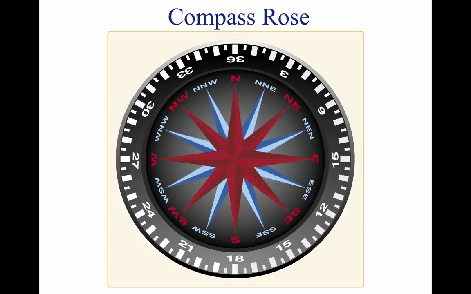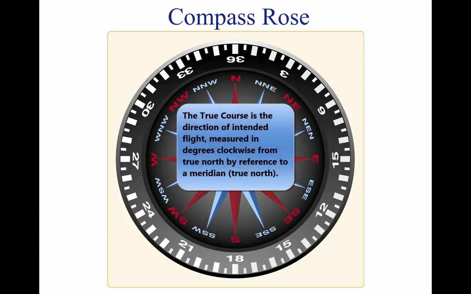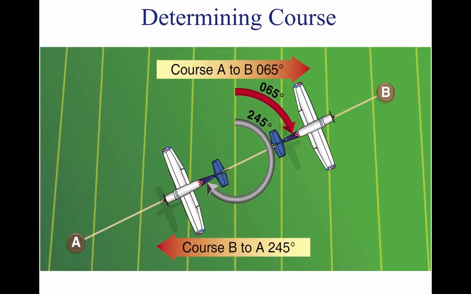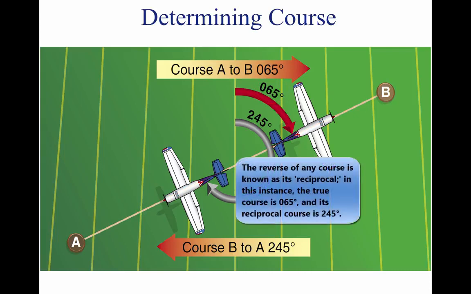The course measured on the chart is known as the true course. This is the direction measured by reference to a meridian or true north. It is the direction of intended flight as measured in degrees clockwise from true north. As shown in the figure, the direction from A to B would be a true course of 065 degrees, whereas the return trip, called the reciprocal, would be a true course of 245 degrees.